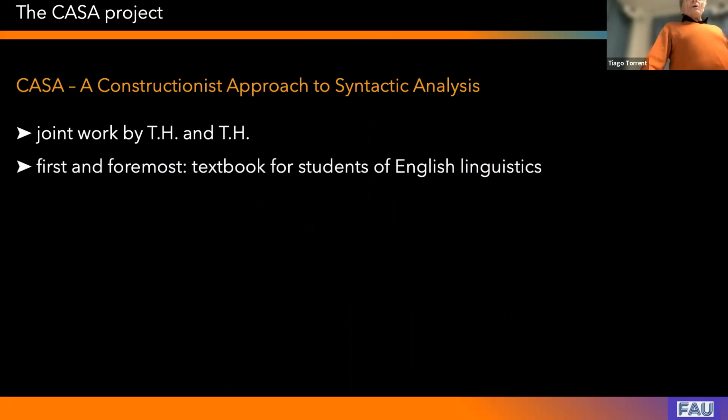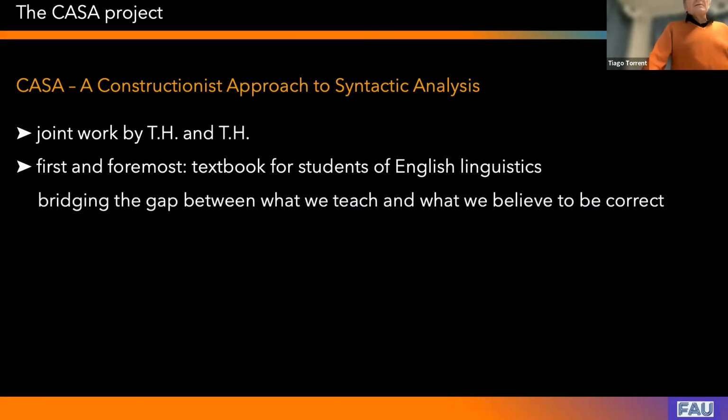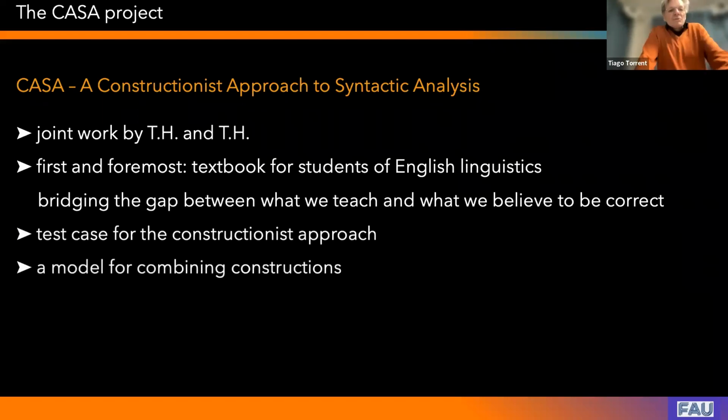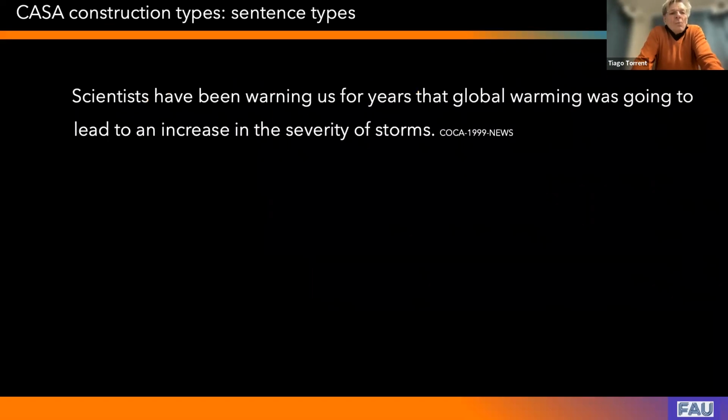It's first and foremost, as I said, a textbook for students of English linguistics, bridging the gap between what we teach and what we believe to be correct. This is about the Bavarian type of exam, where we are forced to teach certain things in a way that we don't think is up to date anymore. So we got together and thought we could maybe change that a little bit. It's also a test case for the constructionist approach and a model for combining constructions.